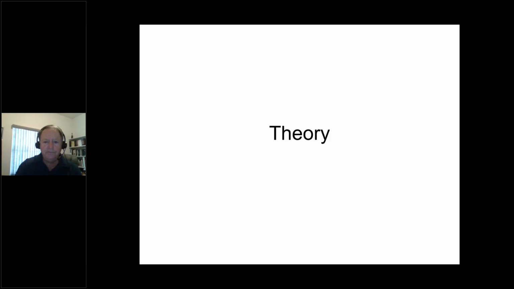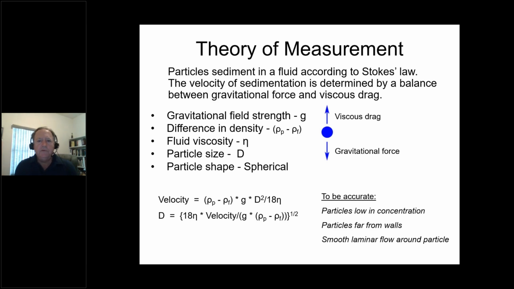So we'll start with the theory. Particles sediment in a fluid according to Stokes' law. Sir G.G. Stokes developed the measurement technique in the 18th century. The velocity of sedimentation is determined by a balance between two forces, gravitational force downward and viscous drag upward. When those two are in balance, the motion of the particle is constant in velocity. And the factors that control that velocity are the gravitational field strength G, difference in density between the fluid and the particles, the fluid viscosity, the particle diameter, and the particle shape.